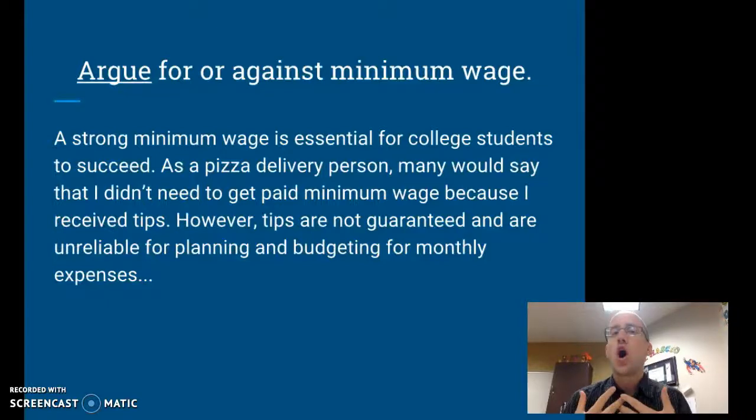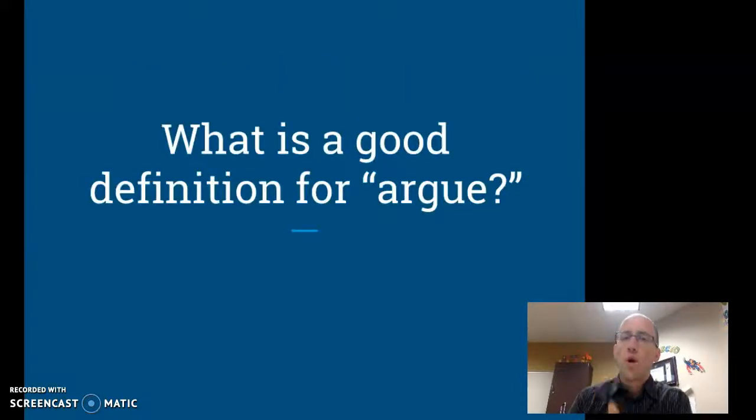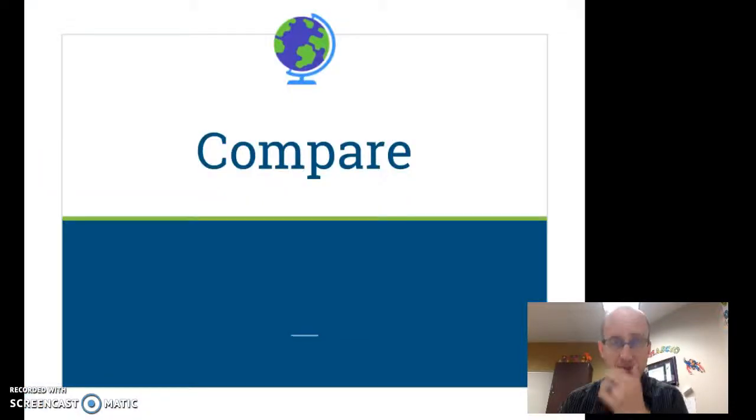So that's how you argue. If on a test it says, argue this position, you need to really come out in a clear manner and state why you have that opinion about whatever the issue is. So right now, what is a good definition for argue? All right, let's go on to the next word. The next word is compare. Go ahead, think compare in your head.